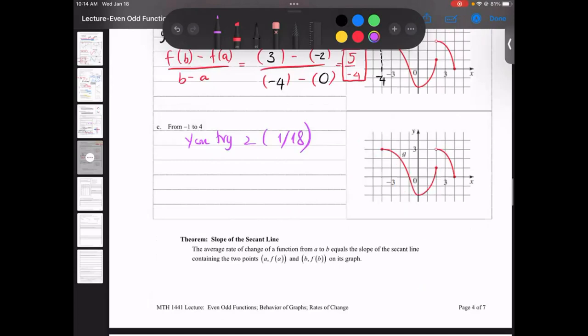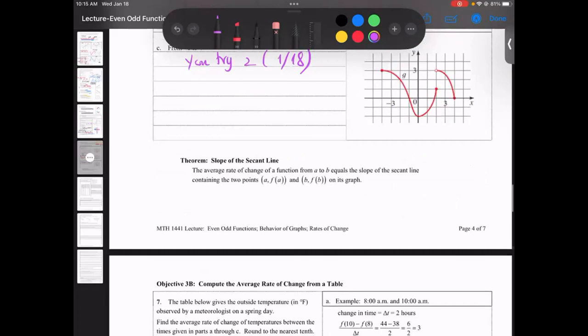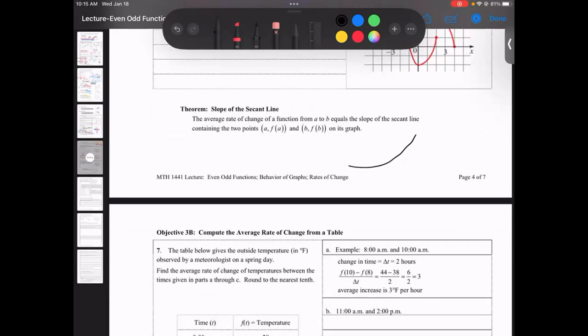Another terminology for average rate of change is the slope of the secant line. If I have a function, and a line through it, the slope of that line is the average rate of change, right? Here is the first point and here is the second point.